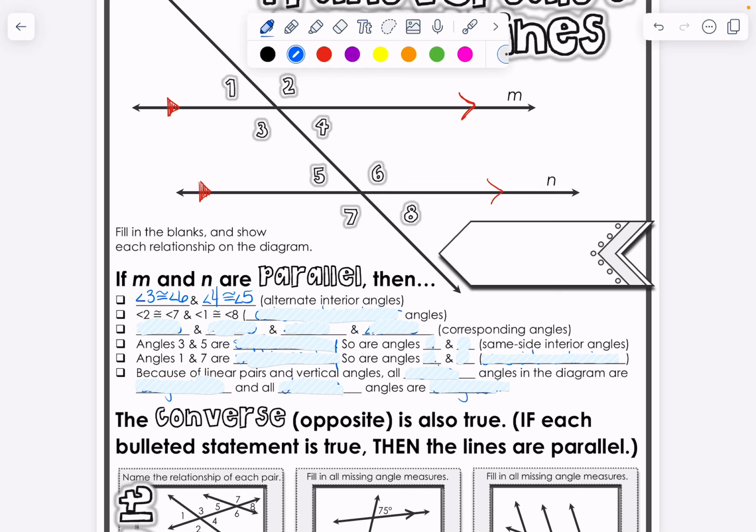We also know if M and N are parallel crossed by that transversal, that angle 2 and angle 7 are going to be congruent, as well as angle 1 and angle 8. And so those are going to be our alternate exterior angles.